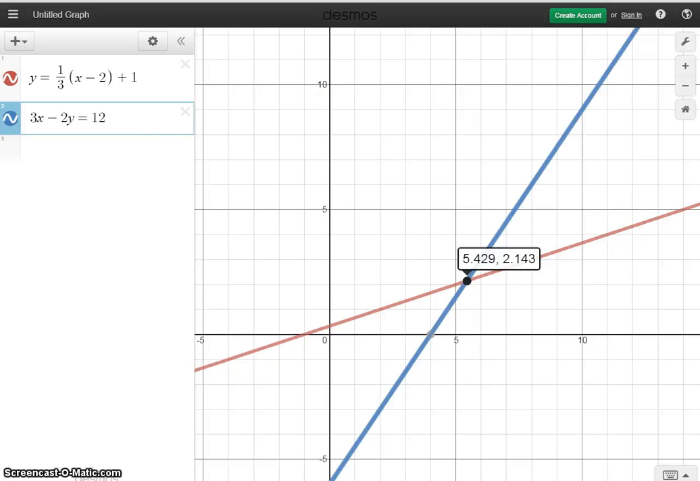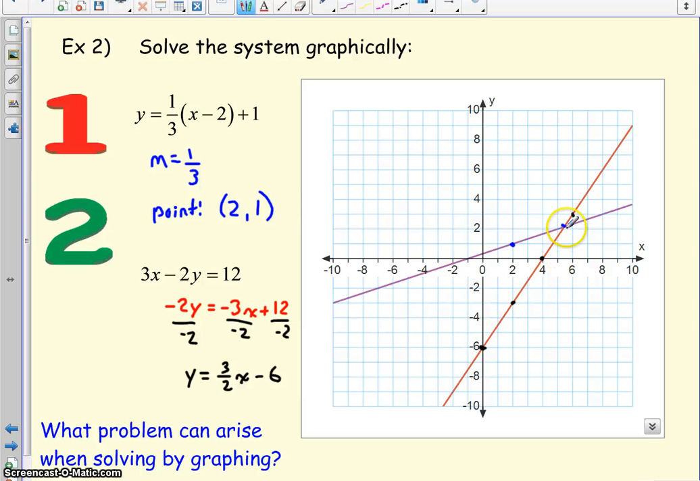You could look at the graph that you created and maybe approximate this as being about 5.2, 5.3 for the x and maybe 2.1 or 2.2 for the y, but you can't get the most accurate answer out there. Okay, so there has to be a better way because graphing does not always give you a perfectly accurate answer. And there is a better way. It's called using substitution or elimination, and we're going to be looking at that over the course of the unit.